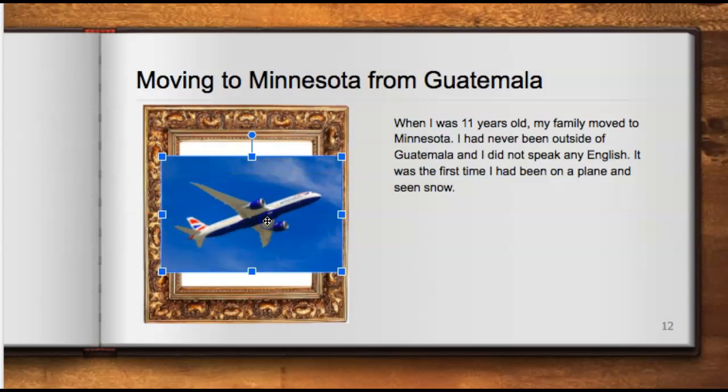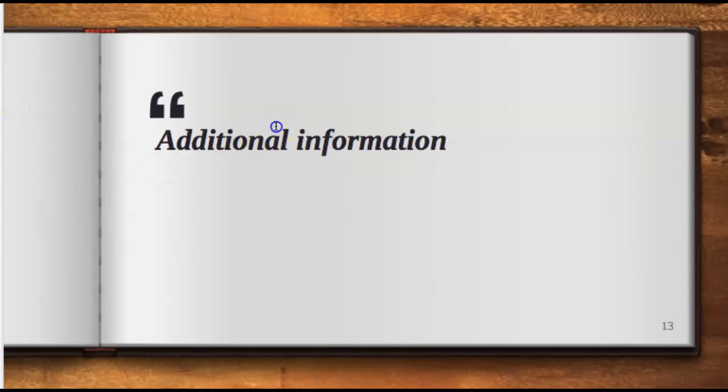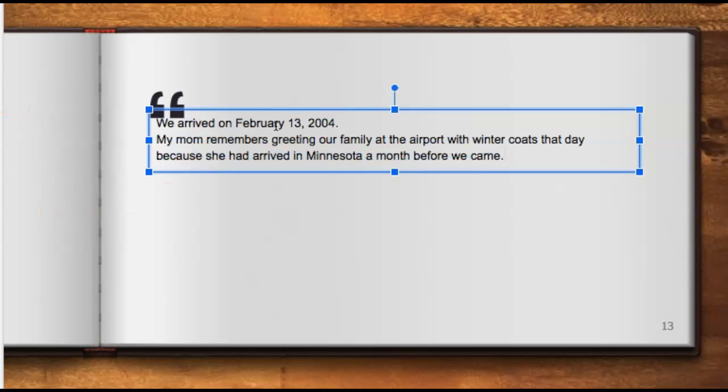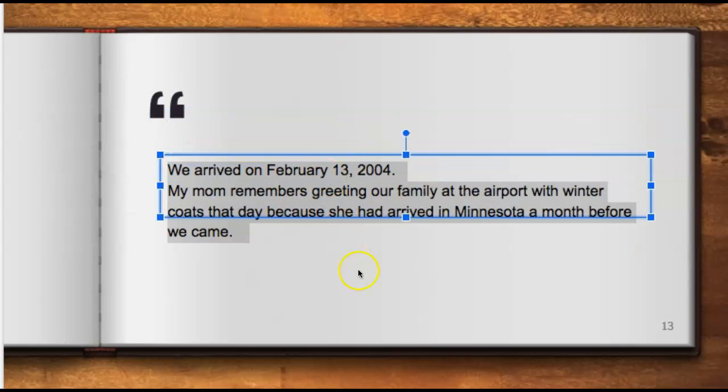And obviously this is not the best photo for this, but we're just going to leave it like this for now. And then in this next piece, I'm going to remember this part where you talk to your family or friends to get some additional information. We're going to copy that and paste that where it says additional information. So we're going to add that here. And this just provides a little bit more details about your experience.